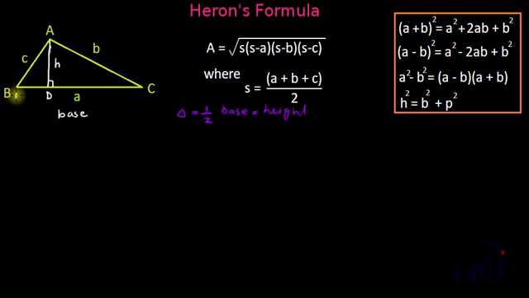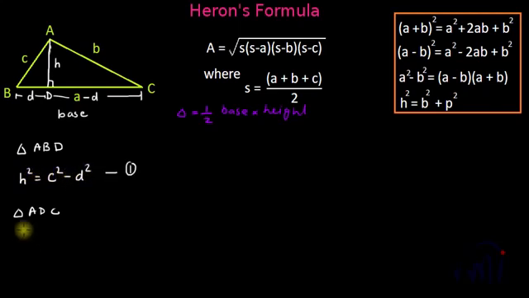Let us assume that this distance is d. The remaining distance will be a minus d. We have got two right angle triangles, triangle ABD and triangle ADC. If I take triangle ABD, I can write height square as c square minus d square, let me call it equation number 1, and from ADC, square of height can be denoted as b square minus (a minus d) whole square. Let me call it as equation number 2.